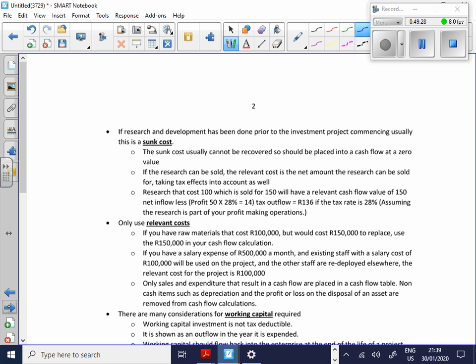Okay. I've got there only use relevant costs. It says if you have a raw material that cost 100 but would cost 150 to replace, use the 150 in your cash flow calculation. Do you understand? It's not what you paid for it. It's how much it would cost you to replace it. That's relevant. Does everybody understand?